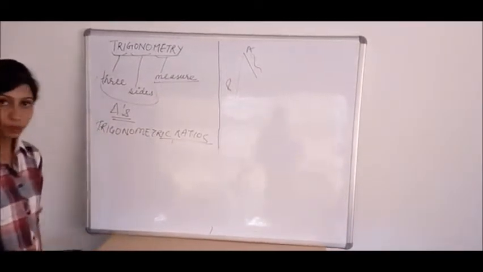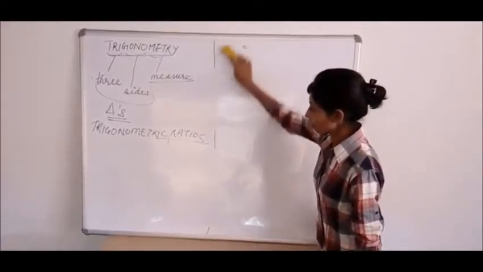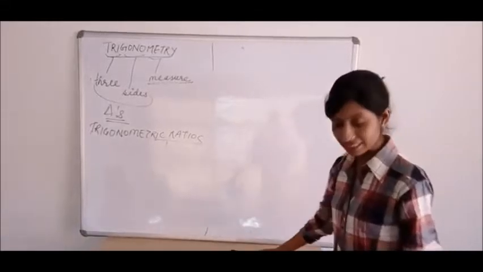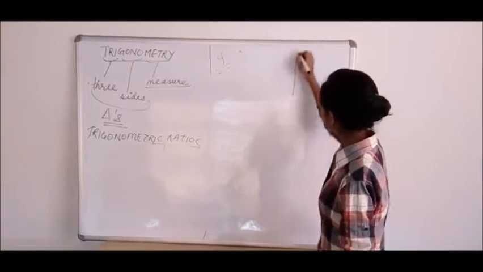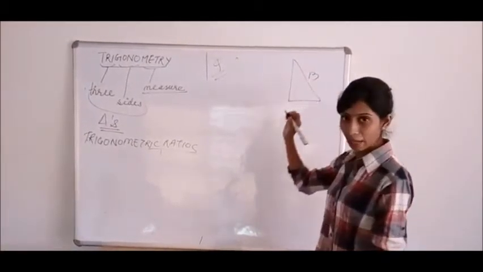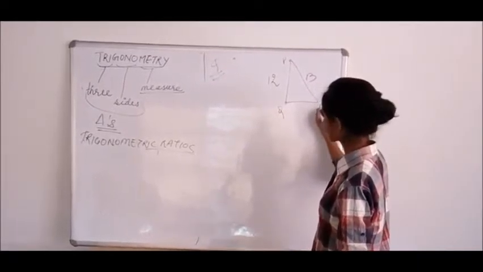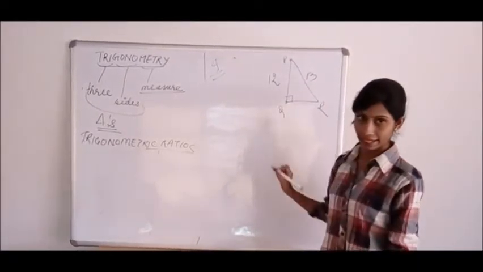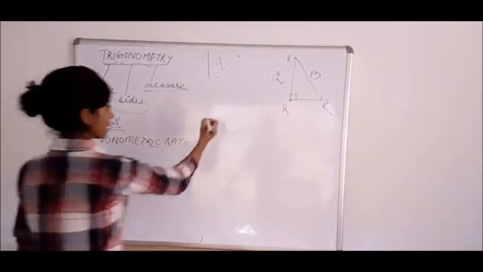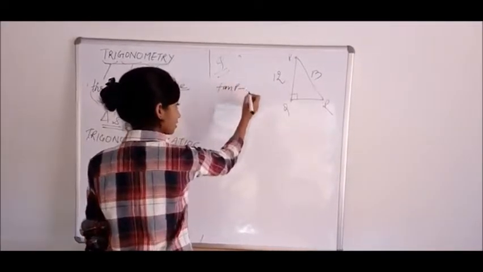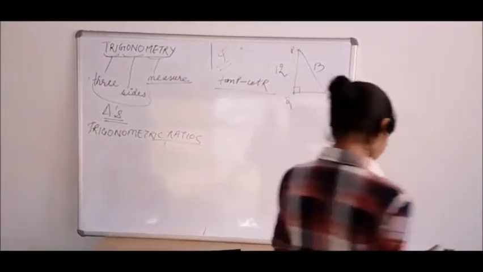Now, what are the values for a particular angle? How can we compute the values of these for a particular angle? To understand this, we have a question. We are given a triangle PQR, with 13 as the hypotenuse and 12 as the side PQ, right angled at Q. We have to compute tan P minus cot R.